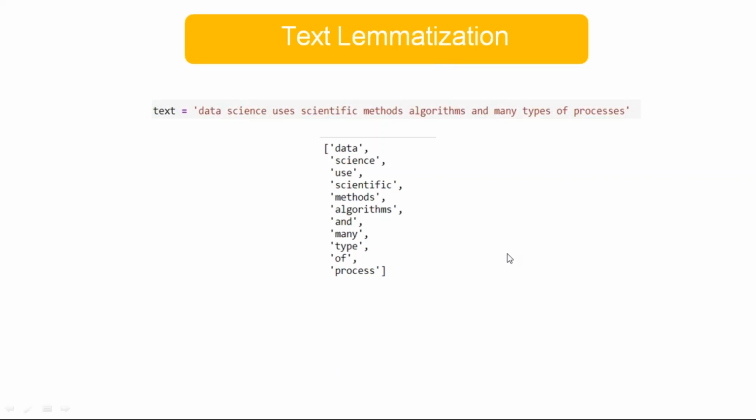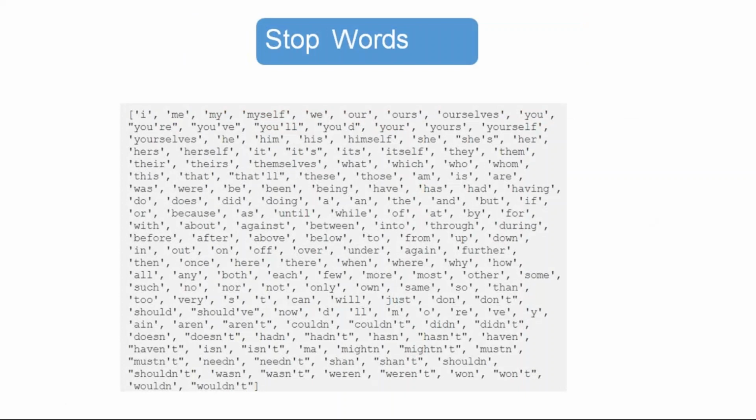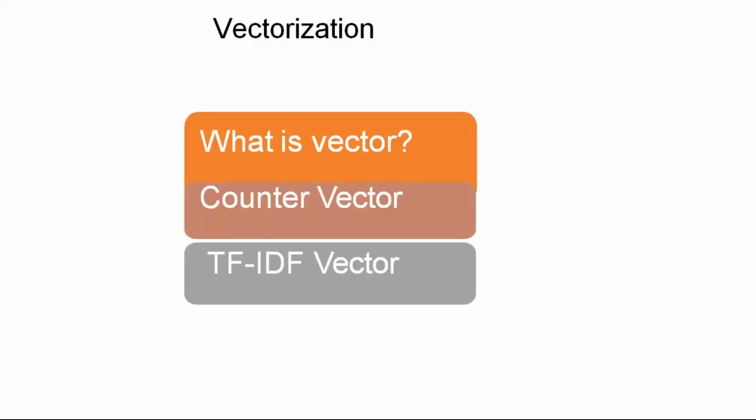This is about the lemmatization process, and moreover, we have seen stop words. And the most important topic is vectorization. Without vectorization, there won't be the concept of NLP. We know what a vector is. Before that, we know what a scalar is. A scalar has only a magnitude, right? But a vector has both direction as well as magnitude.